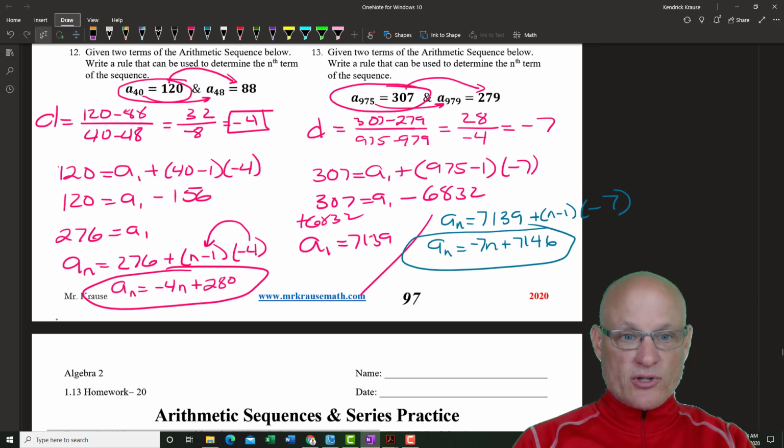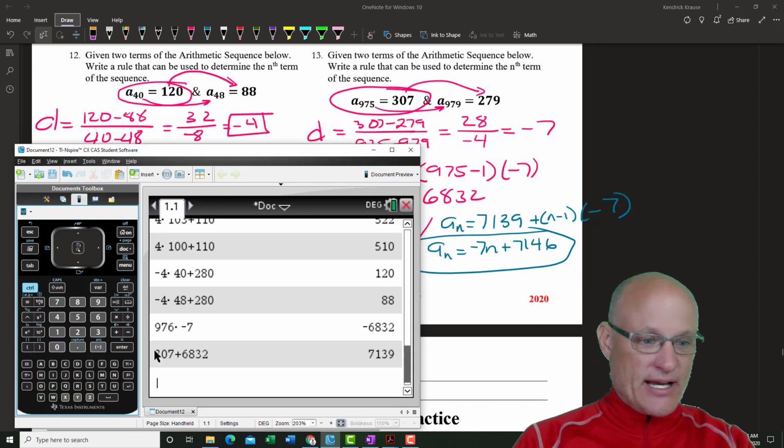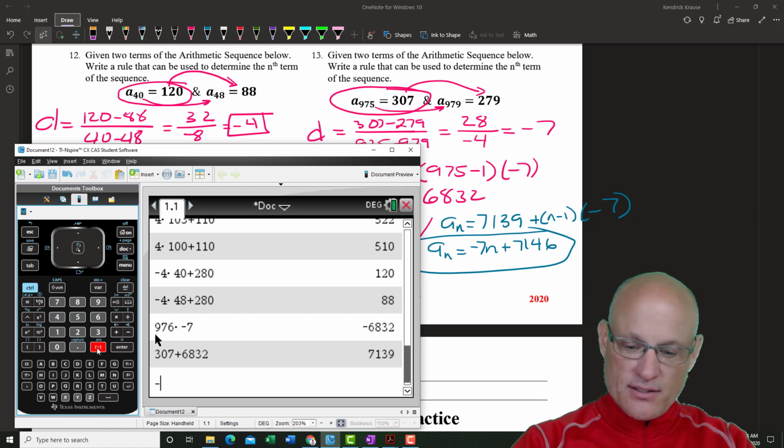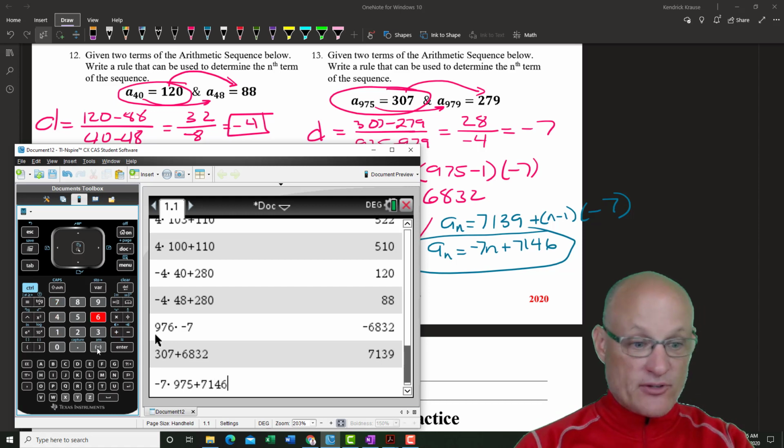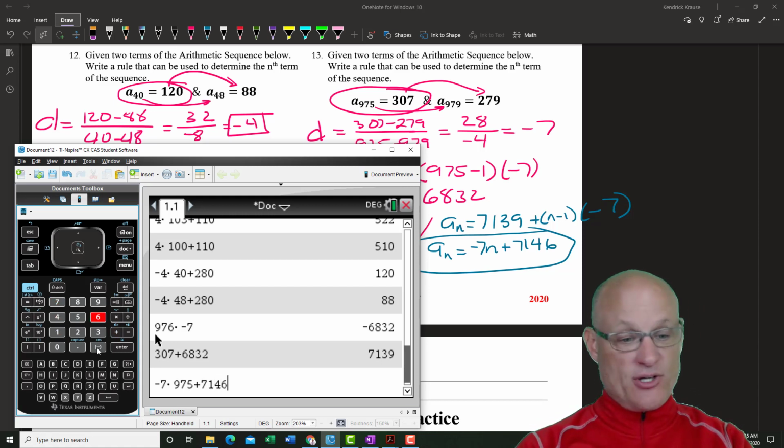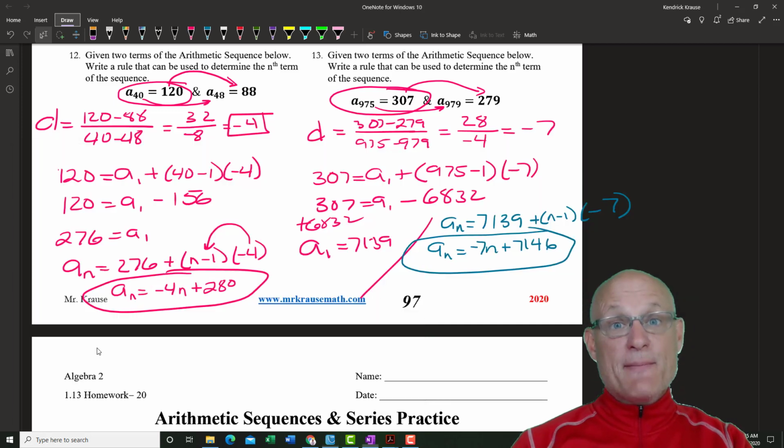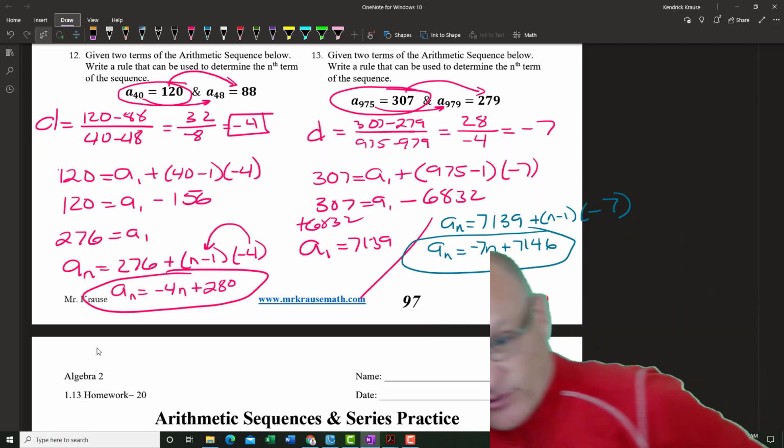All right, we got to check that because that definitely doesn't look right. So what we're going to do is plug in 975. So we're going to do negative 7 times 975, and then we're going to add 7146. Now, if it's right, it turns out to be 307. I don't think it's going to be. It's 321. So I made a mistake here. I think my answer key is correct.